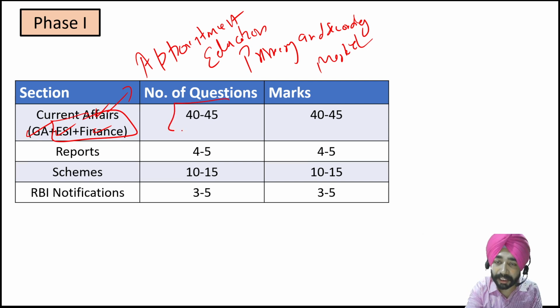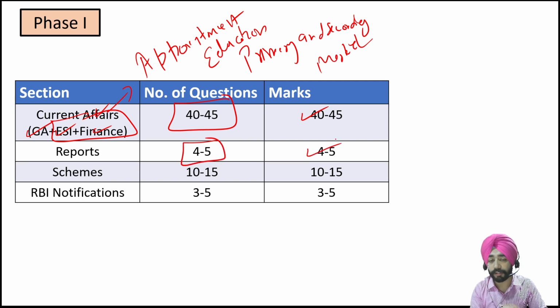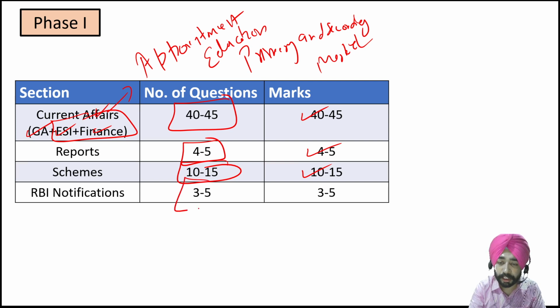There they carry very important weightage, that is 40 to 45 questions are asked from these specific topics in the examination, which consist of 40 to 45 marks. Similarly for reports guys, 4 to 5 questions can be seen which consist of 4 to 5 marks, and in schemes 10 to 15 questions are seen which consist of 10 to 15 marks. And then guys, the RBI notifications, 3 to 5 questions are seen which consist of 3 to 5 marks.